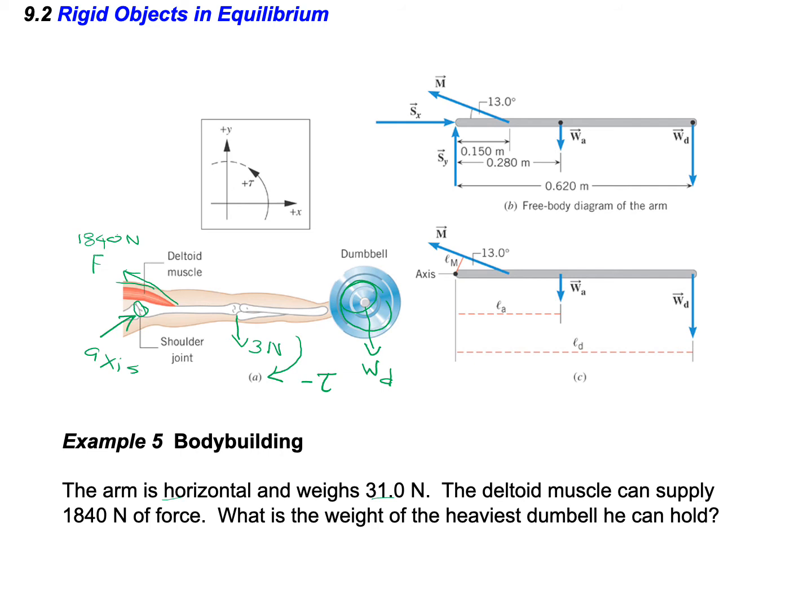So because of this force, this arm can rotate clockwise. Therefore, it's a positive torque. This torque is balanced by a negative torque contributed from the weight, and also another negative torque contributed from the dumbbell. So we have three torques. Two of them are negative: torque from the dumbbell, torque from the hand, weight of the hand, and then torque from the muscle.